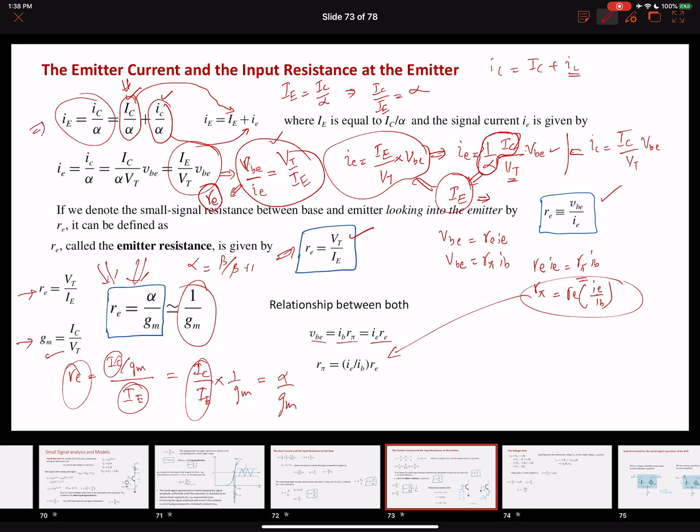So this is another relationship between the two resistances. R pi is the base resistance, RE is the emitter resistance. They are both related by the ratio of IE over IB. And if you remember from one of the earlier lectures, the ratio of IE over IB equals beta plus 1. So this can also be rewritten as this equation.